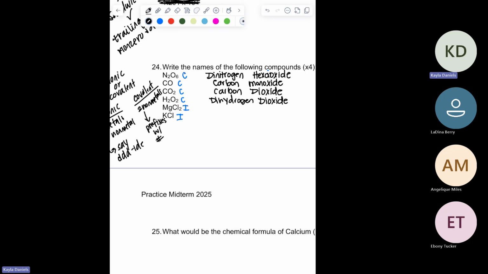Now we're at our ionic compounds, where we don't have to state the numbers. I'm just listing that first element, magnesium, and then listing the second element, but changing the ending to "ide." So magnesium chloride for MgCl2, and KCl, potassium chloride.